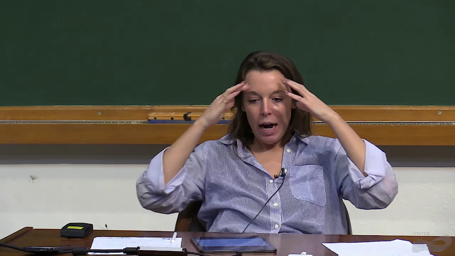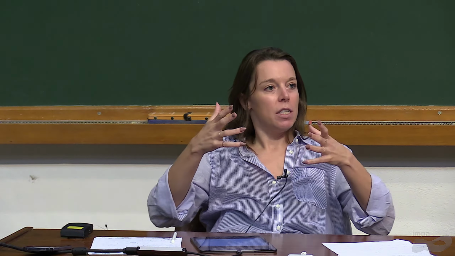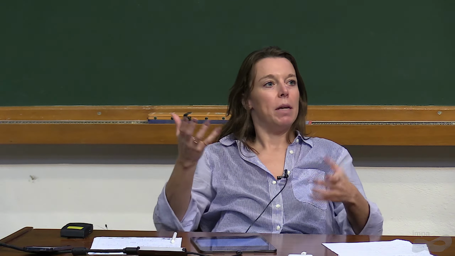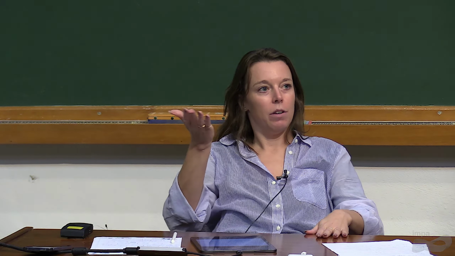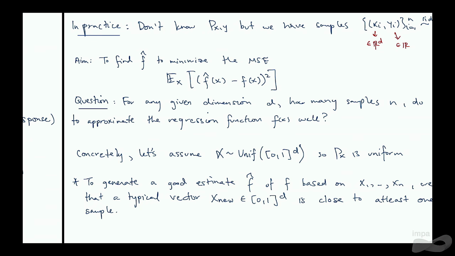And the high level idea is that you can't have any of the space unexplored, otherwise you're not going to be able to get a good estimate of the curve there. So if you look at a new random draw, you need this new random point to be close in some sense to at least one point in your sample, so that you can estimate the curve there by looking at the point that's close.